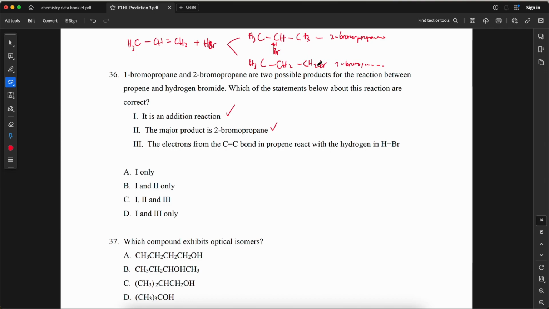But for 1-bromopropane, the carbocation intermediate is a primary carbocation, because it is attached to 1 alkyl group only. So 2-bromopropane is more stable, or it is the major product compared to 1-bromopropane. What about if we have a tertiary carbocation intermediate? A tertiary carbocation intermediate is even more stable compared to the secondary carbocation intermediate. The electrons from the C double bond C in propene react with the hydrogen in HBr. Correct, right? So the answer will be 1, 2, and 3.